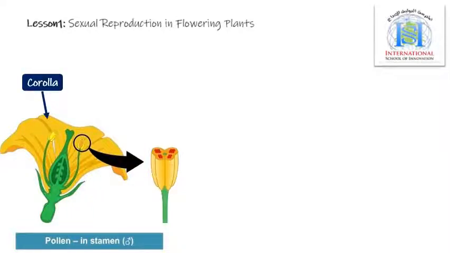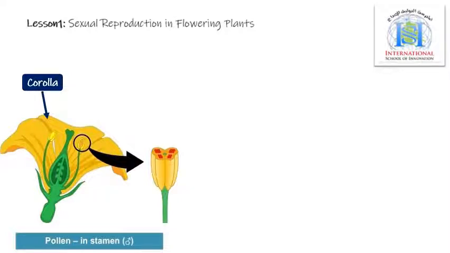I'll start first with the colored parts of a flower. Each colored part is a petal, and the group of petals is called the corolla. The corolla's role is to attract pollinators, animals such as bees and butterflies, since petals have beautiful colors and beautiful smells.